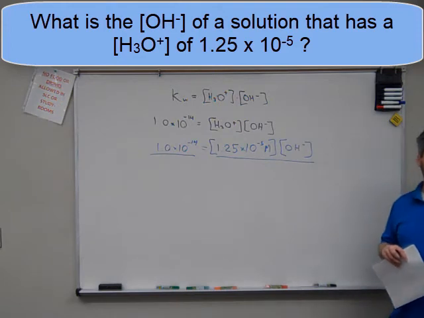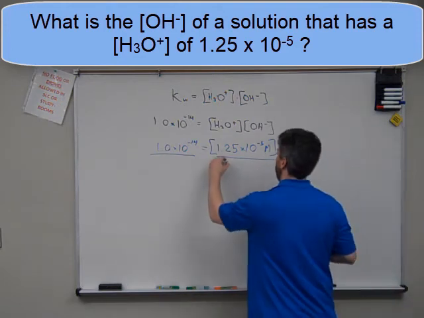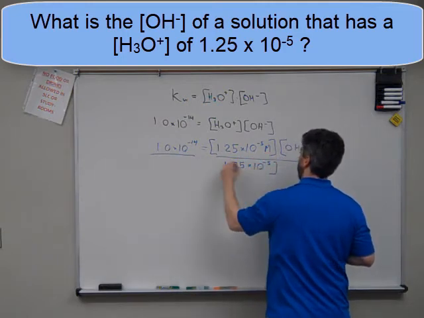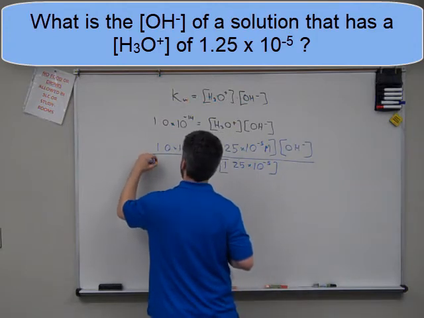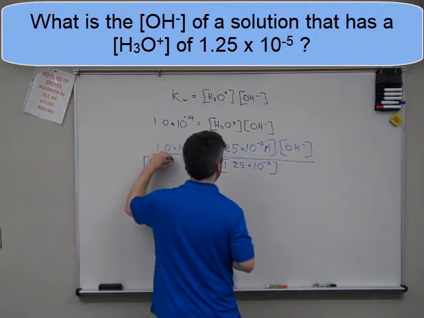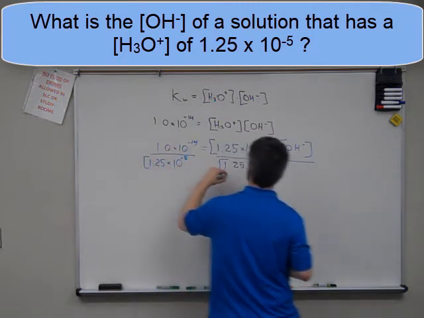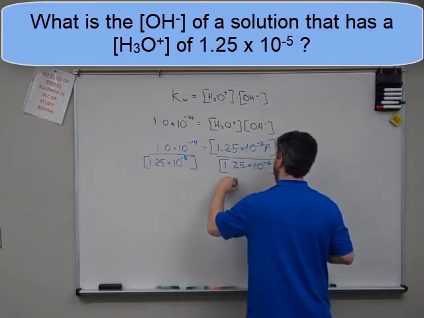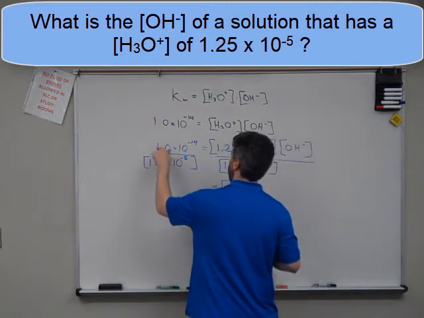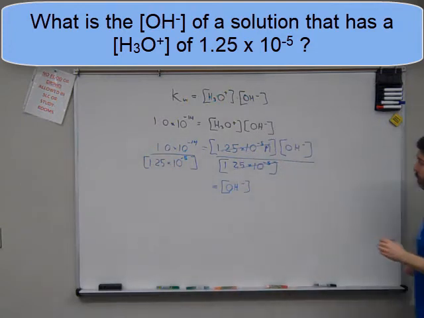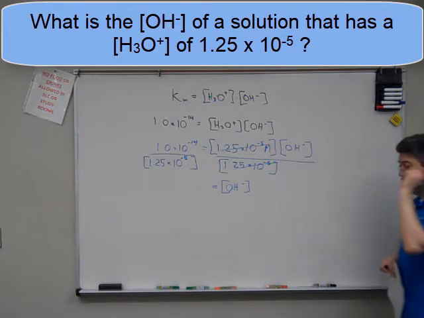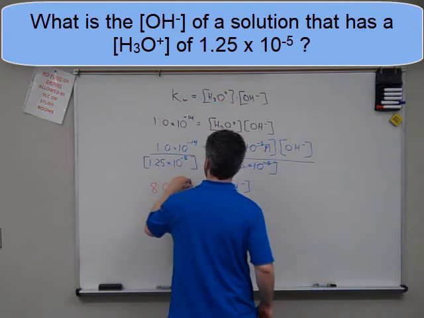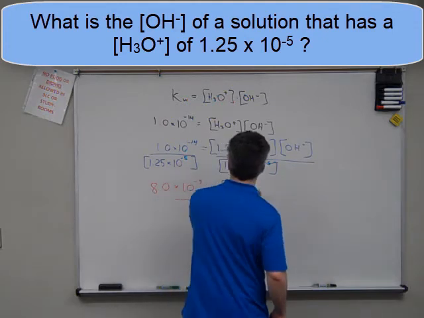Divided by 1.25. I divide it by 1.25 times 10 to the negative fifth. And I have to do it on both sides because otherwise it does not stay equal. Both sides do not stay equal if I don't divide both sides. So this cancels out with this. And I get the OH concentration is equal to this divided by this. And what is 1.0 times 10 to the negative 14th divided by 1.25 times 10 to the negative fifth? 8.0 times 10 to the negative what? 9. 10 to the negative 9.